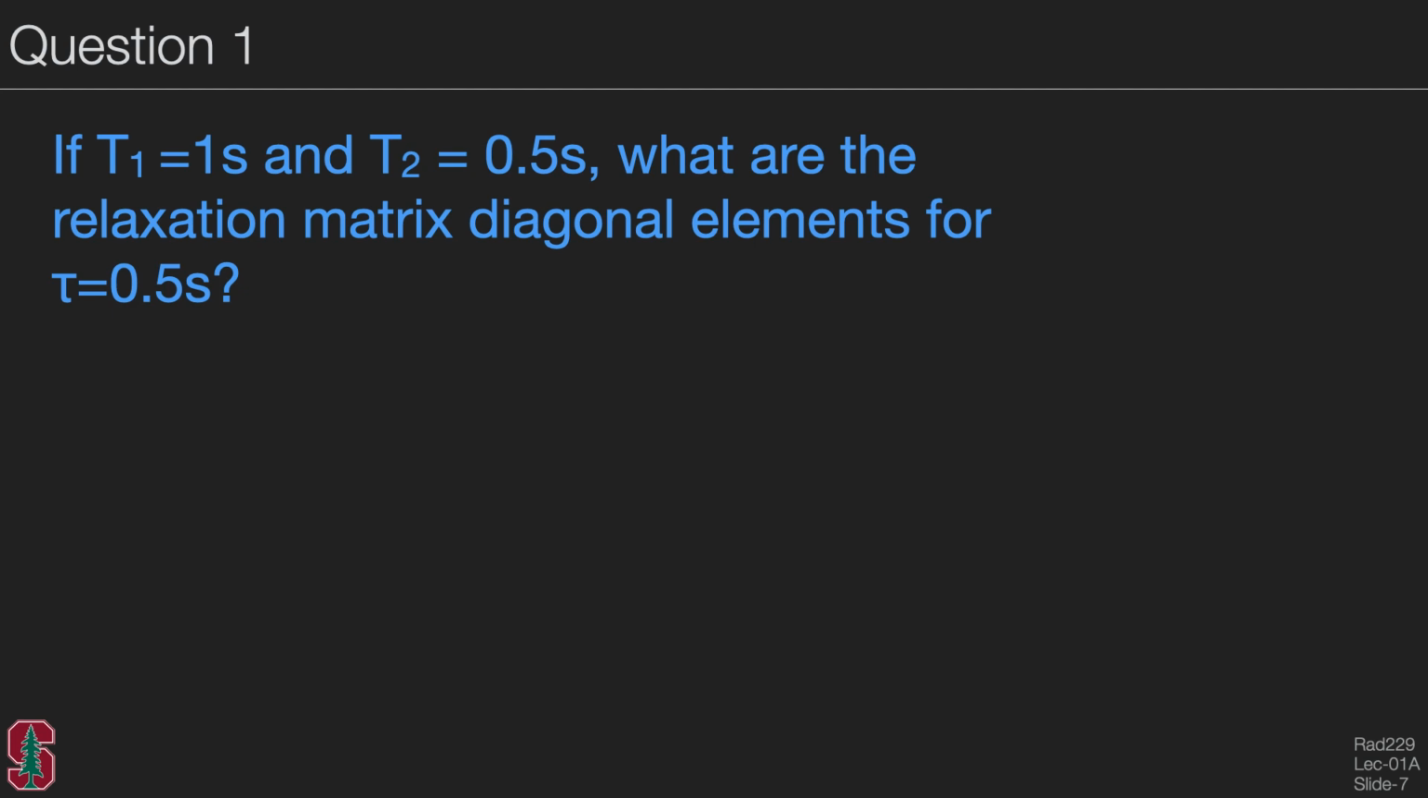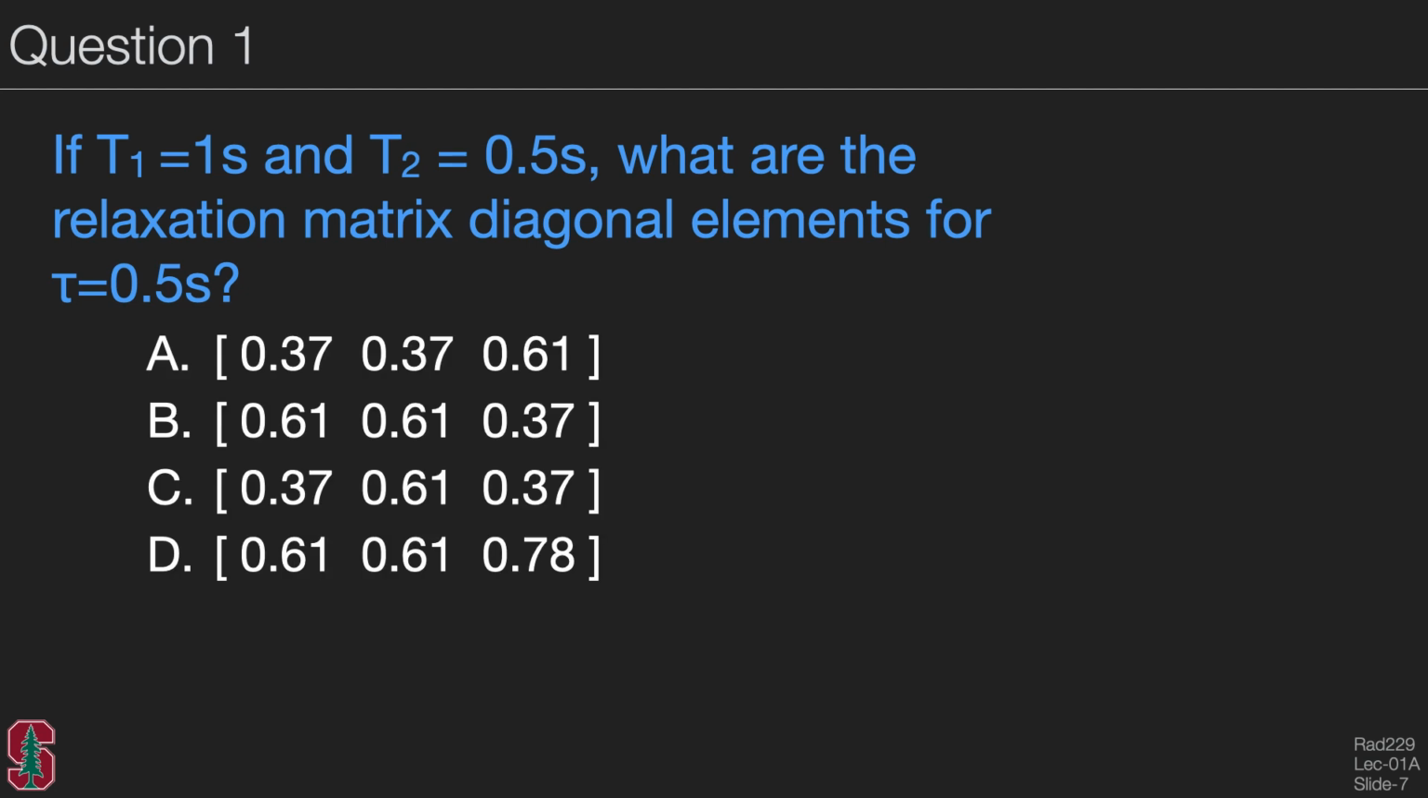So let's do a quick example here. If we have a T1 of 1 second and a T2 of half a second, what are the relaxation matrix, that is A matrix, diagonal elements for a tau time of half a second? So when you see these questions, please think about the answers before you even show the multiple choice answers, and then you can think about the correct answer. So here are the options.